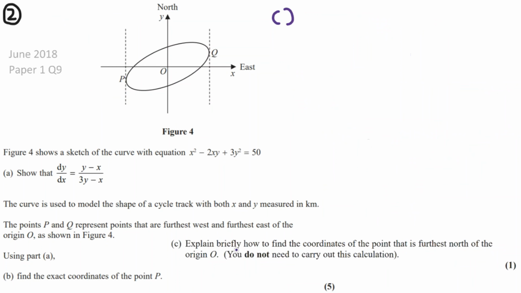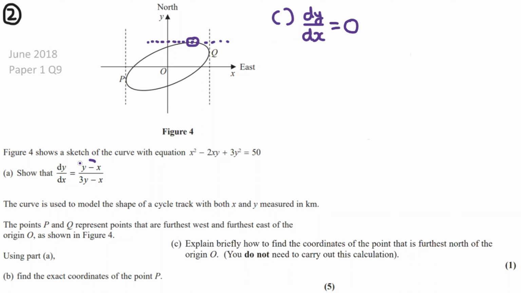And then for part C, it says that we need to briefly explain how to find the coordinates of the point that is furthest north, and we don't need to carry out the calculation, we just need to explain how we do it if we needed to. And you can see that the furthest north point here, so this is the one with the biggest y value, is going to be this one here, and you can see that this is actually just a normal stationary point. You can see where its gradient is a horizontal line like this. So this is where dy over dx is equal to 0.